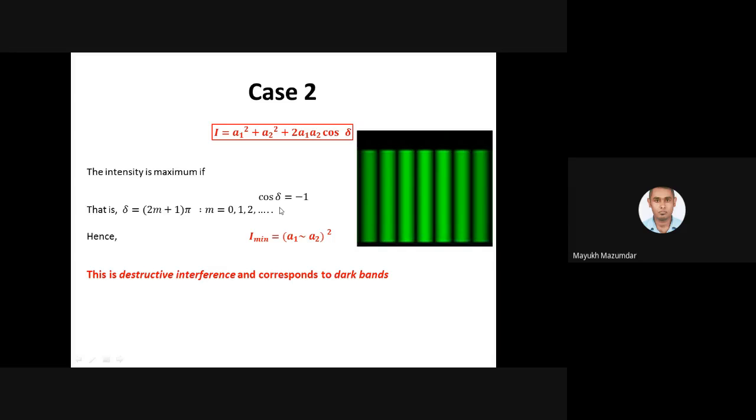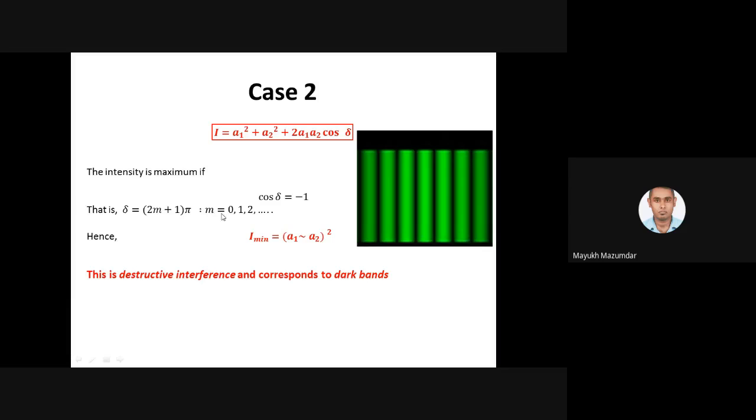Now likewise, cos delta equal to -1, the first value that comes to your mind is pi. Cos pi is -1. Not only that, cos 3 pi is -1, cos 5 pi is -1. Actually plus minus we should have written. That is all the odd multiples of pi will give cos delta as -1. Okay, so for all these points we'll get minimum intensity, that is we'll get the dark bands.